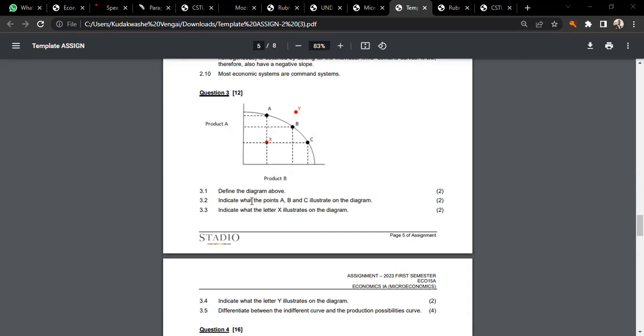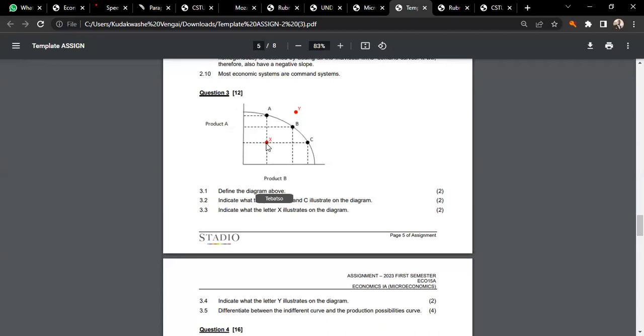All right, so basically that is why you are expected to be talking about opportunity cost in 3.2. That's why it is few marks, only 2 marks. And indicate what letter X illustrates on the diagram. Letter X is inside the production possibility frontier. What does letter X indicate? I've talked about this when you're talking about letter H. It was letter H previously. Now it's letter X. So it's the same phenomenon.